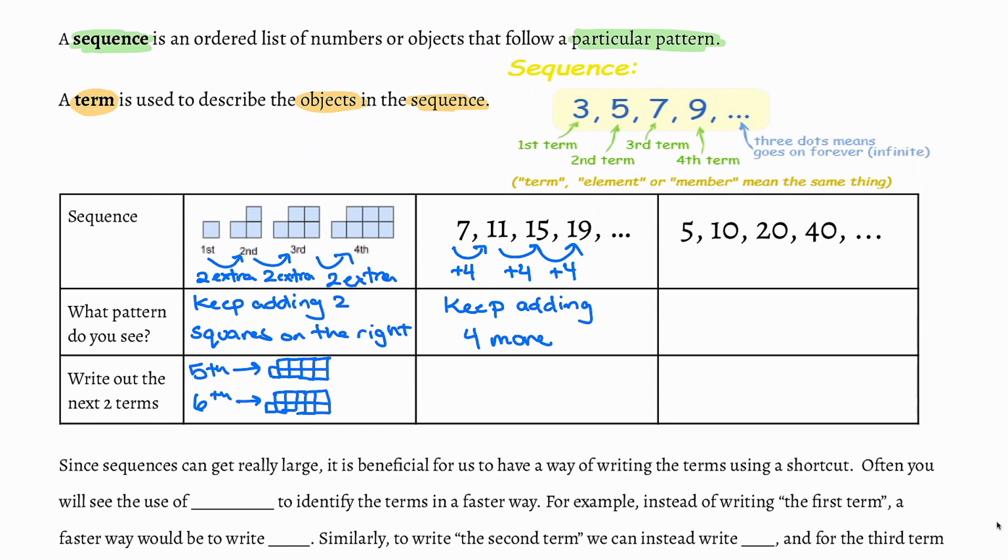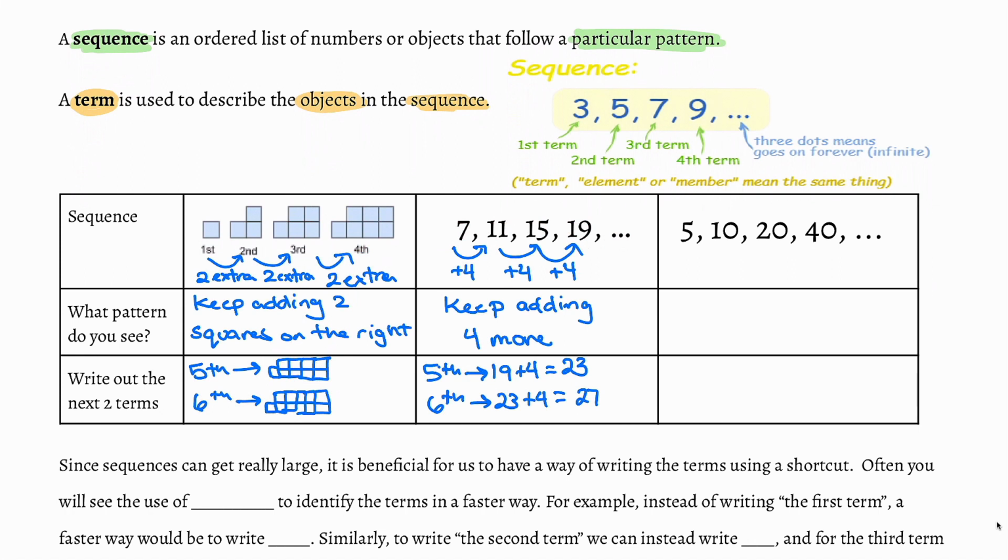So let's make sure this is my first term, second term, third term, fourth term. If I were to write out my fifth term, then the fifth one is going to take that 19 and it's going to add 4 more. So I think the fifth term is going to be 23. And if I were to look at the sixth term, well, then it's going to take the one before it, which was the 23. Then it's going to add 4 more, and it's going to become 27.